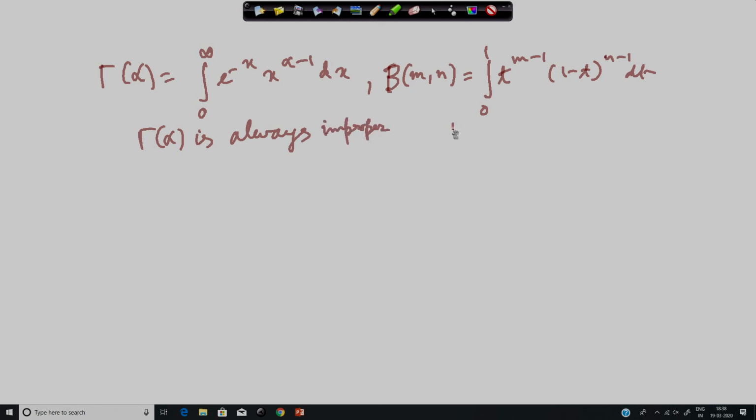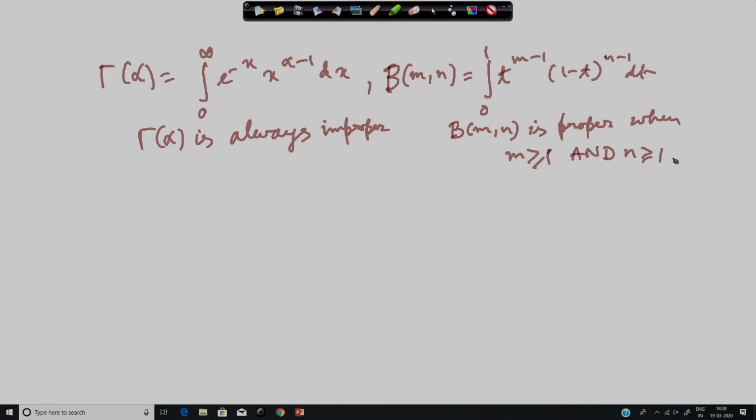but beta mn is proper when m is greater than or equal to 1 and n is greater than or equal to 1. So, you need to check the convergence only if it is asked, otherwise mainly you have to solve problems based on the different properties of beta gamma functions.